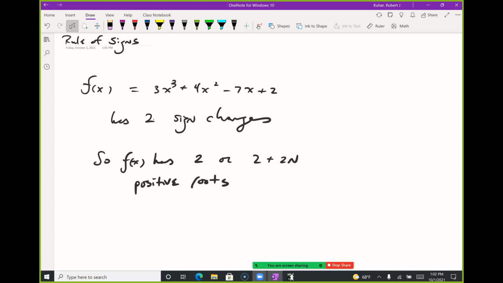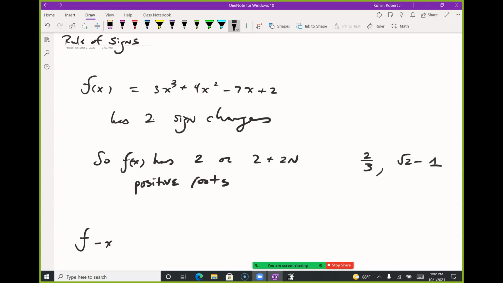So 2 or 4 or 6 or 8, right? Of course, we know it's a cubic, so it can't have 4 roots, right? So we know in this case it has 2. In fact, it did have 2, right? What did it have? We got 2/3 as a positive root, and we got rad 2 minus 1, right? That's about 0.4. Is that right? Rad 2 is 1.4 something, I think. So we got our 2 positive roots.